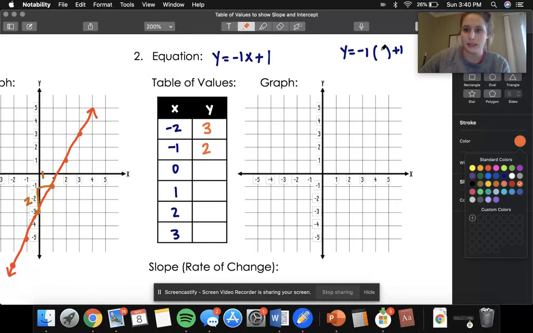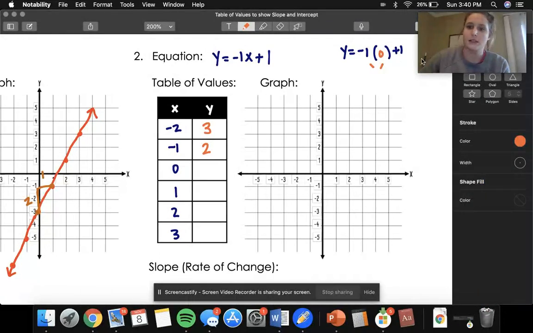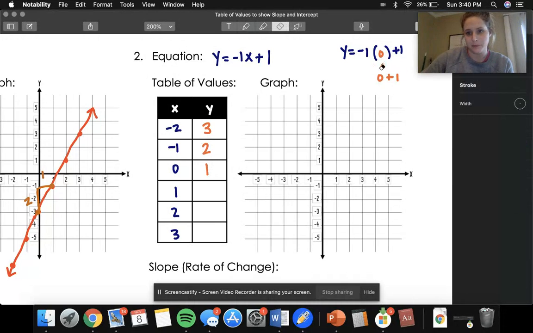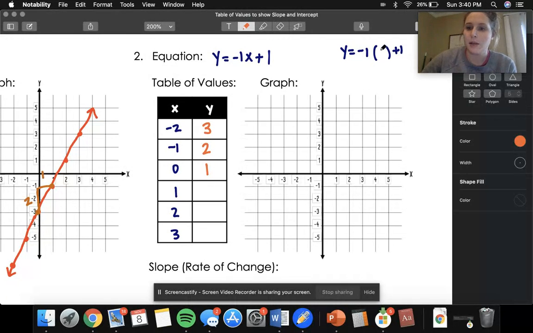Now we're going to put in a 0. Negative 1 times 0 is 0. Drop down the plus 1. 0 plus 1 is 1. Okay. Now we're going to put an input of a 1 in. Negative 1 times 1 is negative 1. Negative 1 plus 1 is 0.